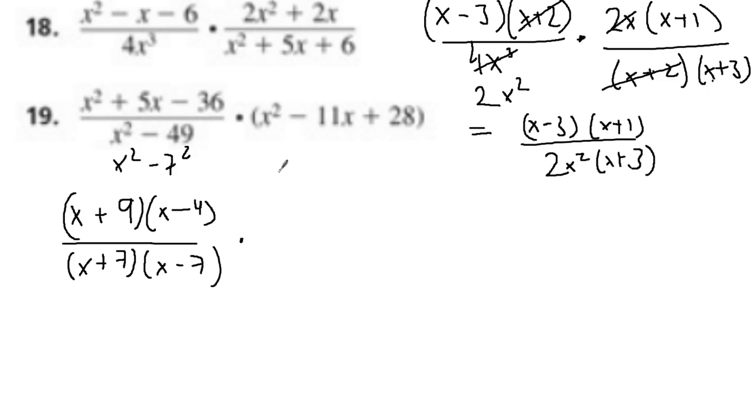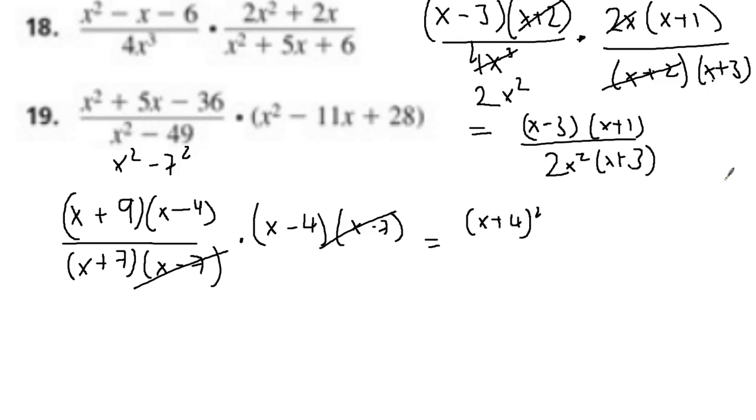Multiply all that by the other fraction, factoring that, you'll get x minus 4 times x minus 7. So cross that off, and then your final answer is x plus 4 squared, no, x minus 4 squared. Oops, sorry. Actually, I'll just put x plus 9. x plus 9, x minus 4 squared over x plus 7.